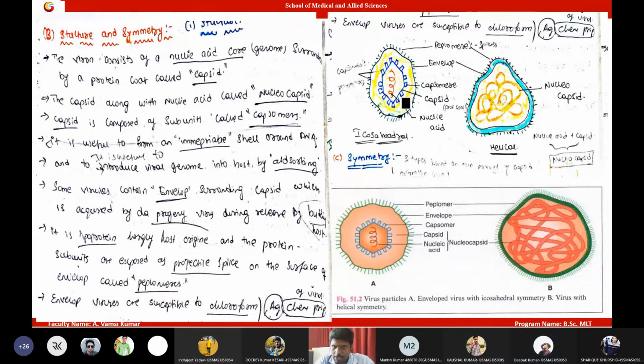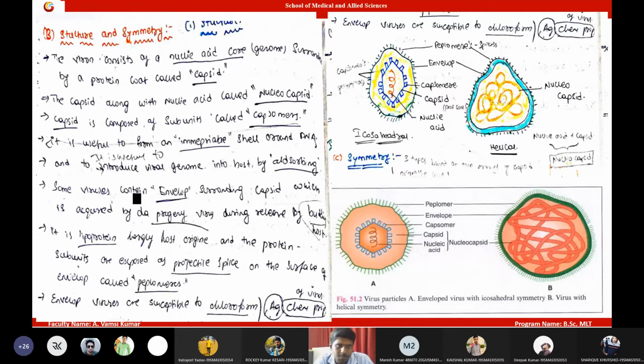So that's it. We have either icosahedral viruses or helical symmetry viruses. We have enveloped and non-enveloped viruses. Helical means the nucleocapsid will be like a spring-like structure, whereas icosahedral means it has an icosahedron structure.